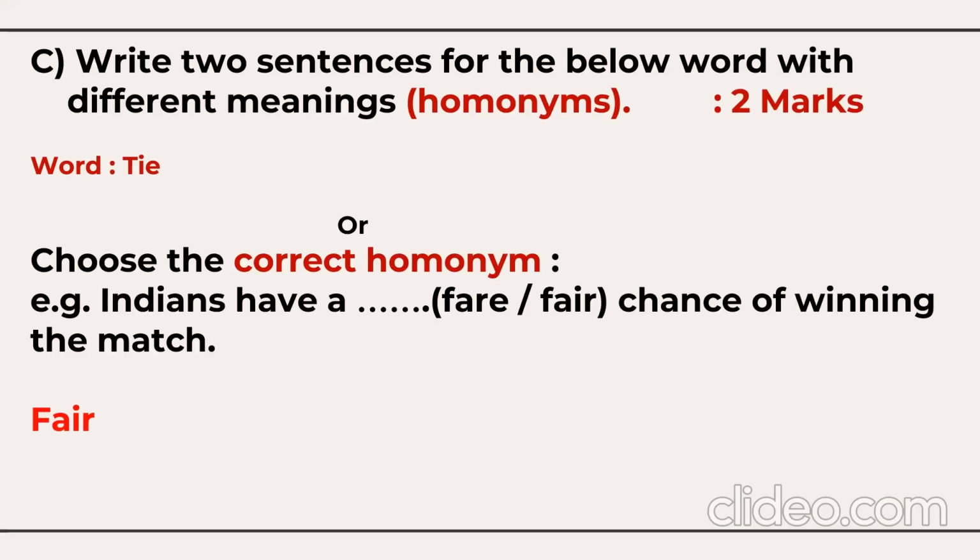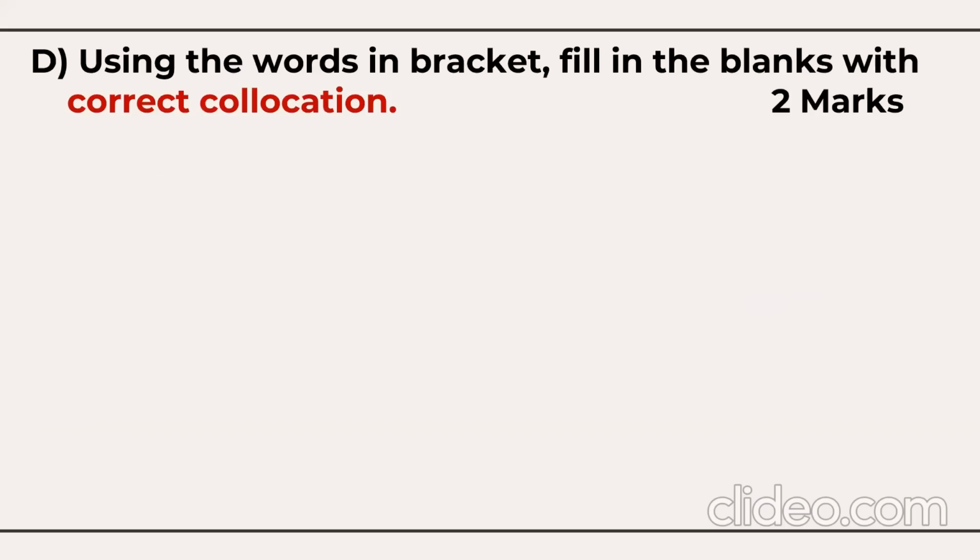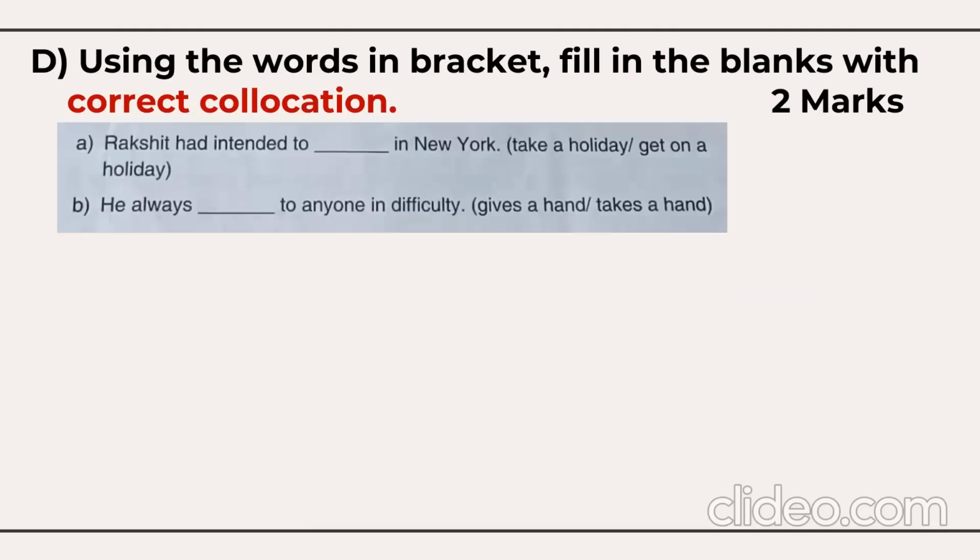So homonyms for 2 marks. Next question, collocation. Collocation means there is one set of words which go together and have a particular meaning. So you will be having here 2 marks questions, 2 collocations. I have borrowed this question from some other question paper.